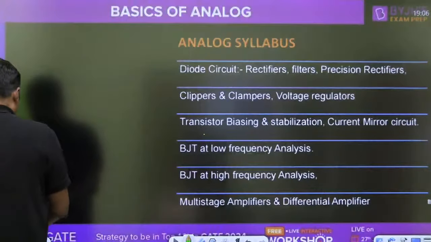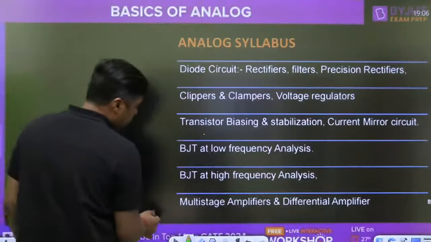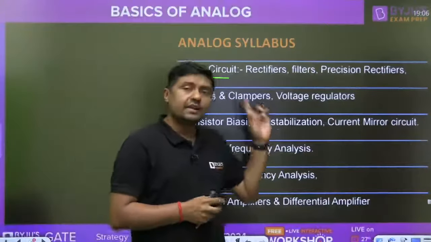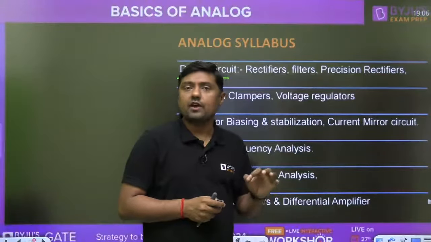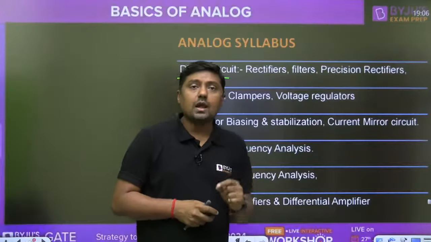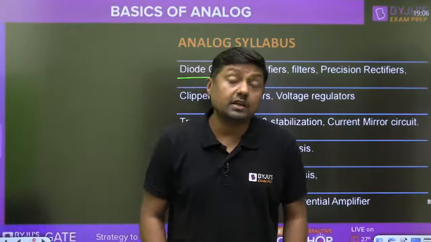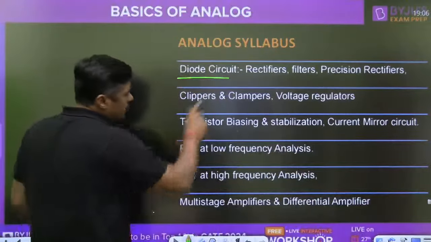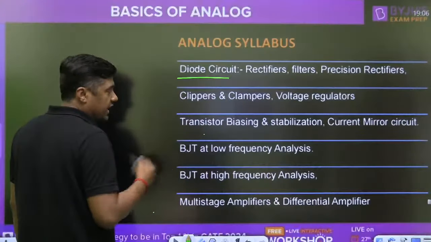That is the important topics from analog. Diode circuit means application of the diodes: rectifier, filter, precision rectifier, clamper, voltage doubler, clipper, and clamper by using operational amplifier, that is also called active clamper. To get the command over that. Then voltage regulator by using the Zener diode.